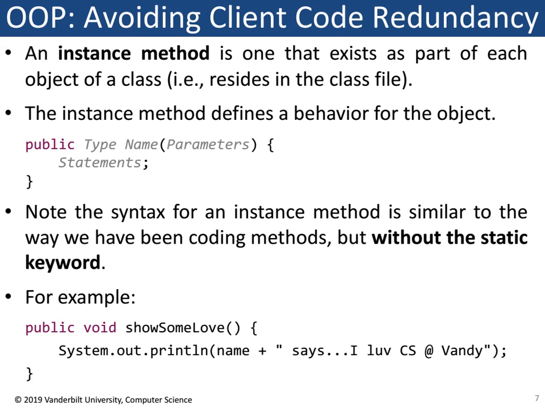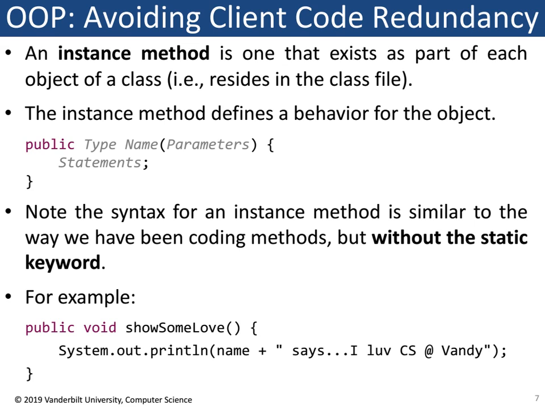The syntax for declaring an instance method is similar to the syntax we've used previously for methods, with one important exception. We don't include the keyword static. So we say public, and then whatever the return type is, and then the name of the method, any parameters that we're going to pass to the method, and then the statements.